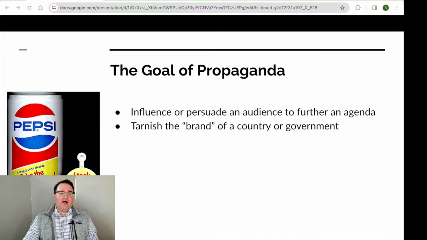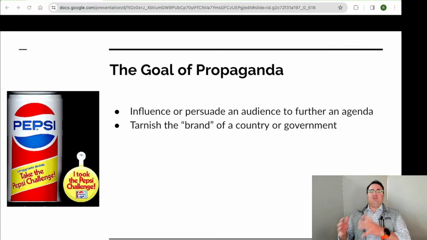The goal of propaganda is to influence or persuade an audience to further an agenda or tarnish the brand of a country or of a government. You've got to take the Pepsi challenge and believe that Russian disinformation that is talking about your government. All right? Take that step, that Pepsi challenge of trying out this kind of propaganda.